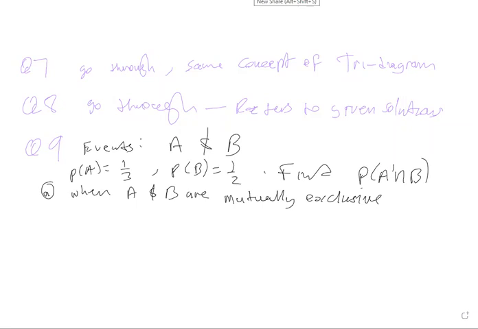Let us now answer A. Well, we are given that the probability of A intersection B is equal to 1/8. This is what we're given. So we now answer the required question. We find the probability of A complement intersection B.